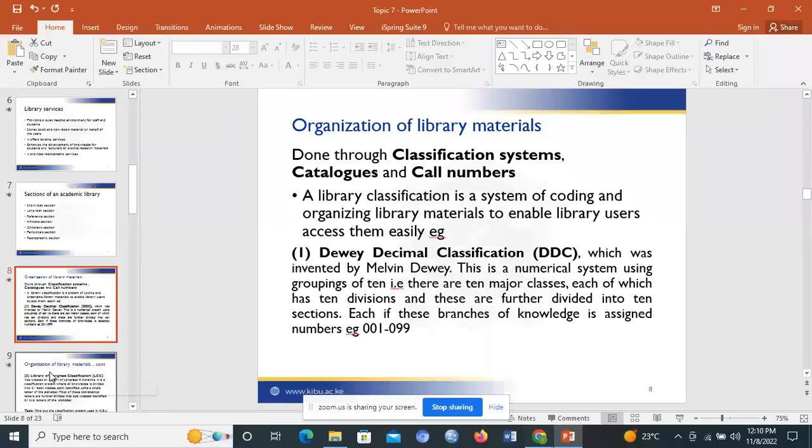So number 1, we have the Dewey Decimal Classification System. We have said it is a numerical system, or it makes use of numerals, where materials are divided into 10 major classes or branches of knowledge.